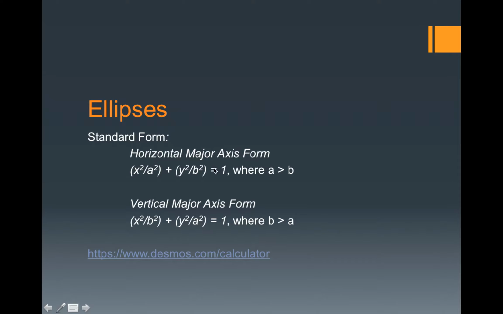Now, there are two different versions of the standard form to express an ellipse. This one is a horizontal major axis form. This is a vertical major axis form. What it just means is that this equation expresses an ellipse that is lengthwise, and this equation expresses an ellipse that is height-wise. So let us go back to Desmos so that we can see for ourselves how this works.